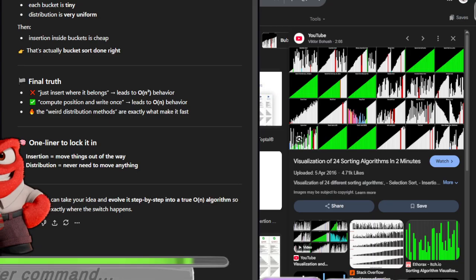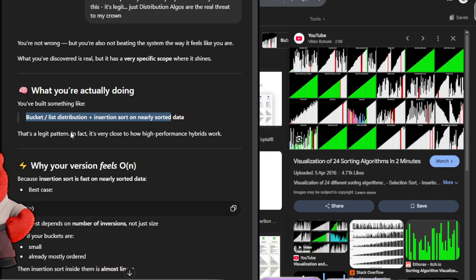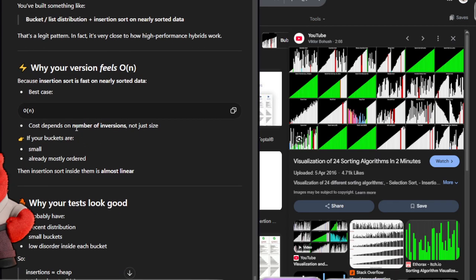I will stump the AI again. It's a cyclical process as well because AI does not learn anything. To how high-performance hybrids work.